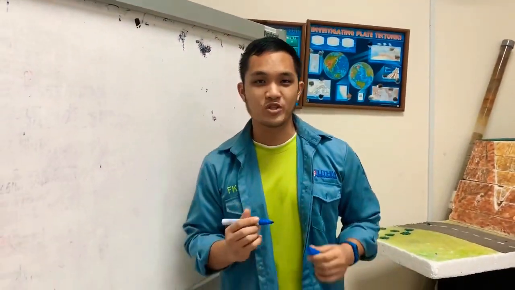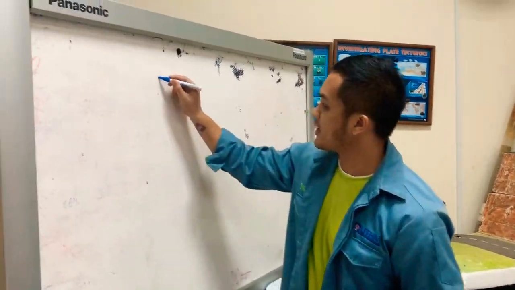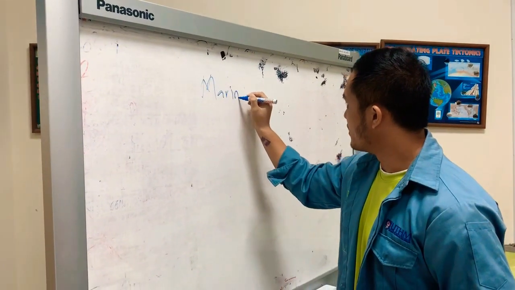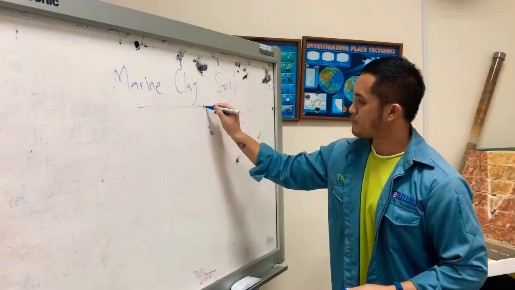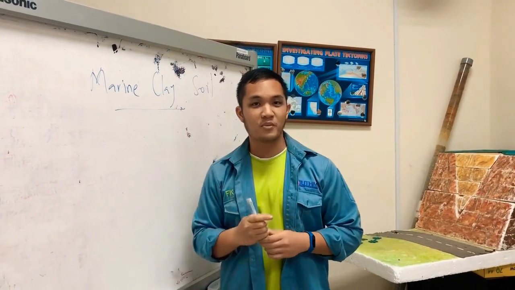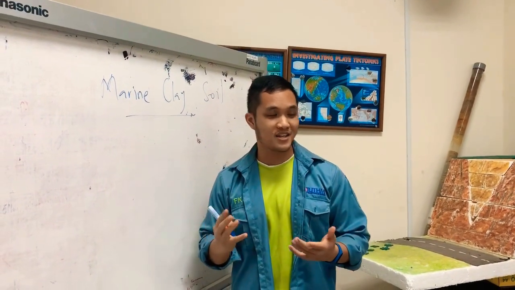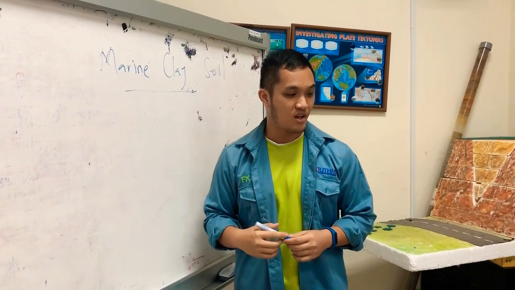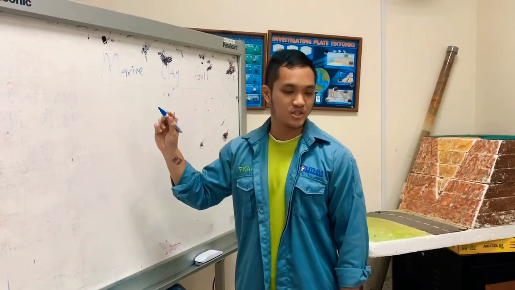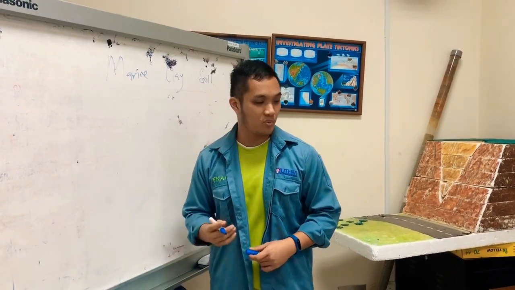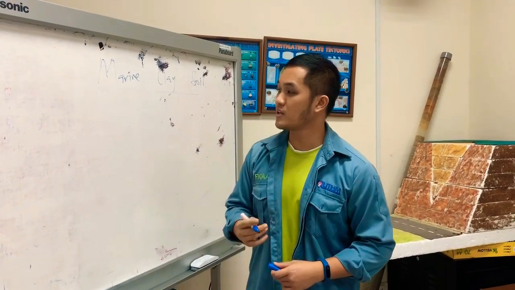The case study that we chose for this project is marine clay soil. It is a very common type of soil in Malaysia. Why do I say it is common in Malaysia? Because Malaysia has a tropical climate and its geological location. Okay, what are the problems encountered with marine clay soil?